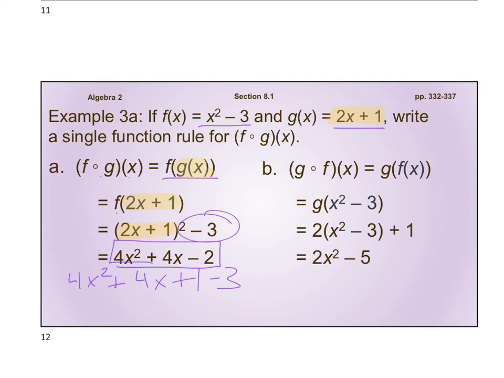Over here on the next one, it's back the other way around. Now it's g of f of x. So what's inside is f of x. So f of x is x squared minus 3, so we plug that in. That goes everywhere x is. That's where the x was. 2 times x squared minus 3. So I distribute the 2, 2x squared. Then I get a minus 6 plus 1. That's what gave me the minus 5. And that is the single function rule for g of f of x.